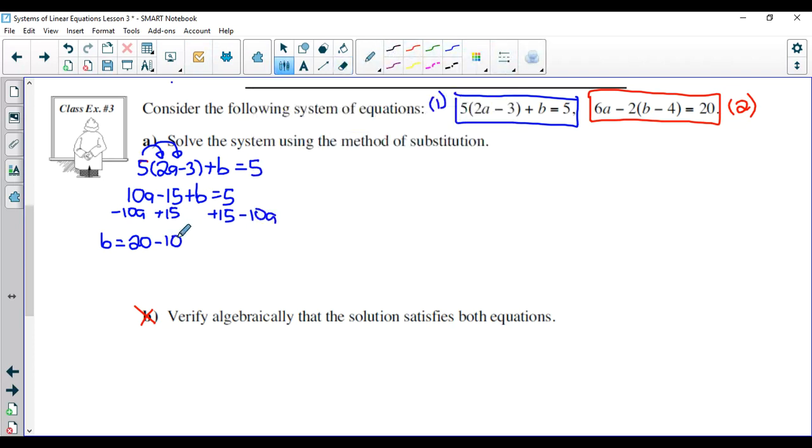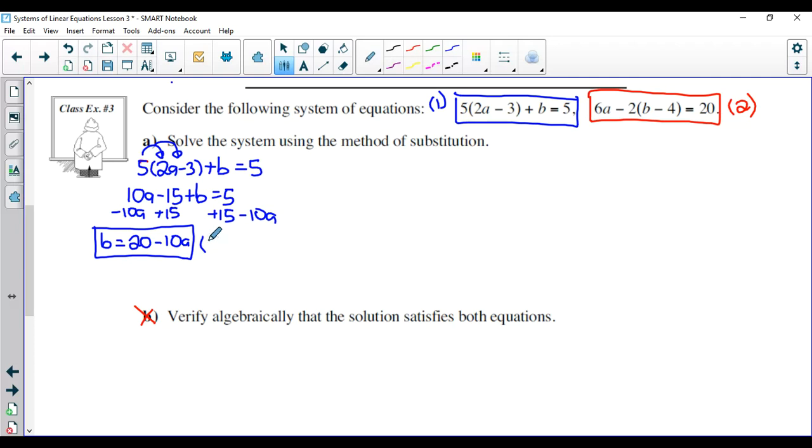Minus 10a. Okay, I'm going to box this equation, and I'm going to call it equation number 1. Now, once we isolate for that variable, we then sub it into the other equation. I don't want to sub it in right now because I already have brackets, and if I sub it in, I'd actually have 2 sets of brackets. So let's simplify this first before we actually sub it in.